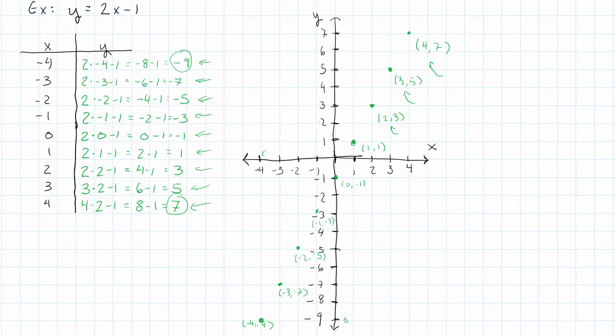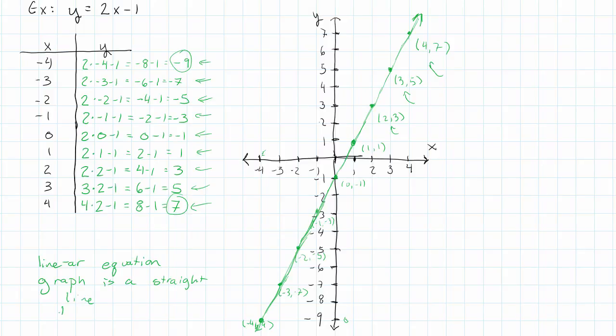Okay, looking at this, I see that my points are all lined up with each other. I can go ahead and draw a straight line that goes through all of these points. The pattern that I see in this graph is that it's a straight line. Well, that's a coincidence. I had a linear equation, and then it turned out that my graph was a straight line. Is that a coincidence, or is something going on?